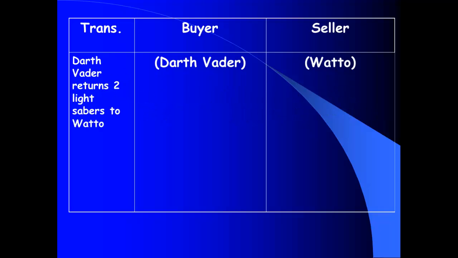Darth Vader returns 2 lightsabers. He bought them on account, but now he's paid for them. Will we give him his money back? Yes. Let's be the buyer first, returning the merchandise and receiving cash for it. What do I have more of? Cash, an asset, goes up with the debit. What do I have less of? Merchandise inventory, an asset, goes down with a credit.